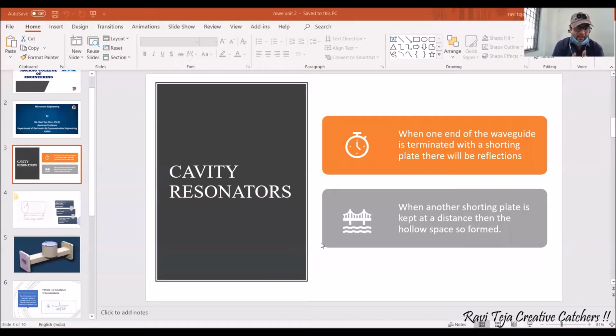So this unit completely depends on how we generate microwave frequencies or microwave signals. Here the first topic we have taken is cavity resonators, which is a hollow space, a cavity which is nothing but free space filled with air. Now let us say this free space is closed with plates at two ends.